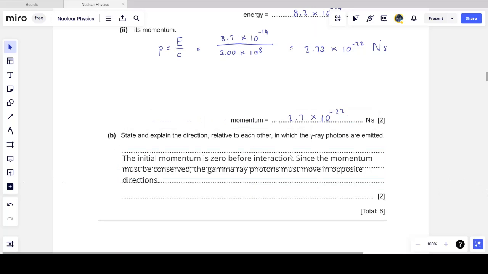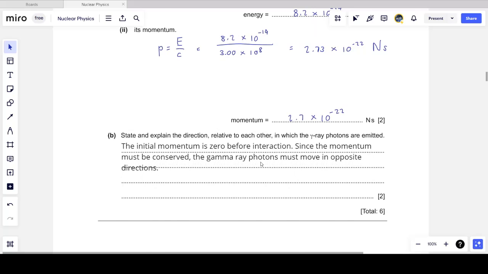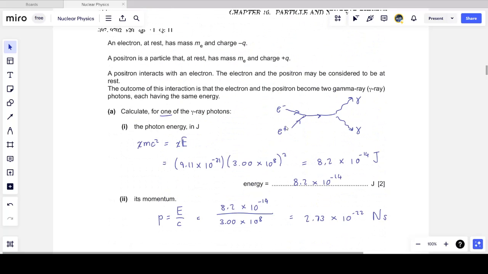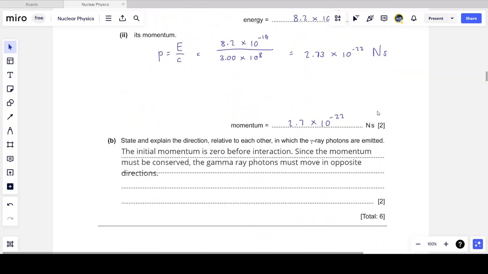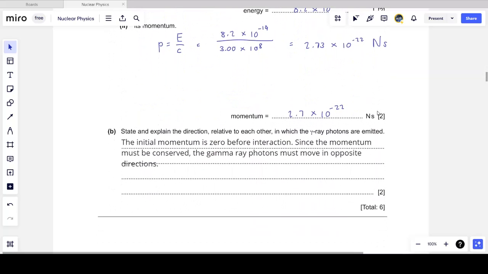Now, why am I saying this? Well, think about this. Initially, the electron and positron have no momentum, so the initial momentum is 0. If I want the final momentum to be 0, but I know I'm producing 2 gamma ray photons that are moving off, remember, electromagnetic radiation must be moving at speed c. The only way to conserve the momentum is if one is moving in one direction and the other is moving in the totally opposite direction, because momentum is a vector. They have the same speed in opposite directions, so the total momentum will be 0. And hence, momentum before is 0, momentum after is 0, momentum is conserved.